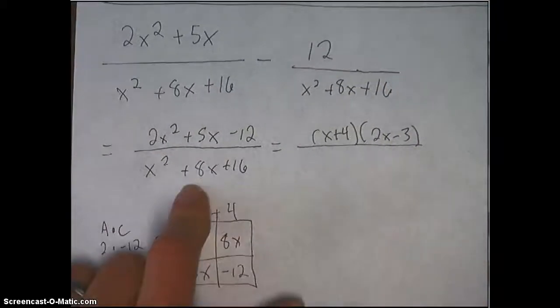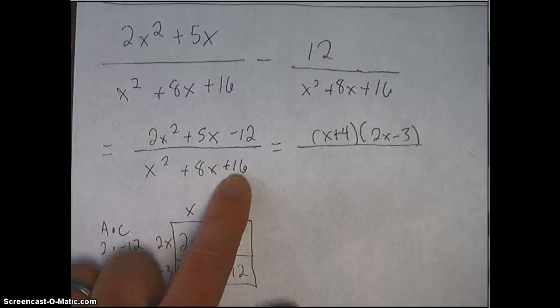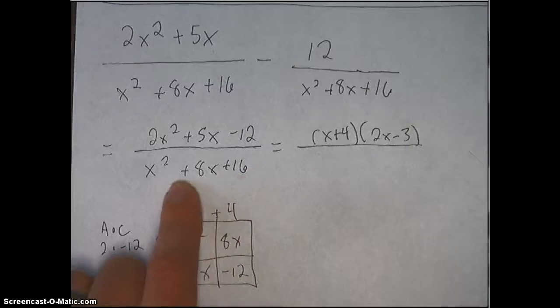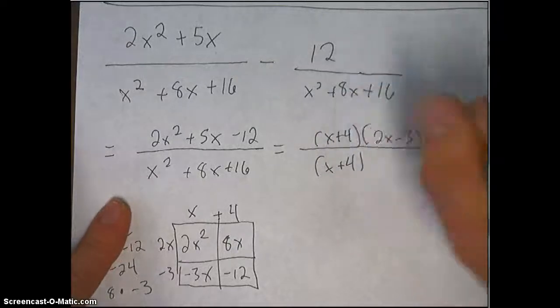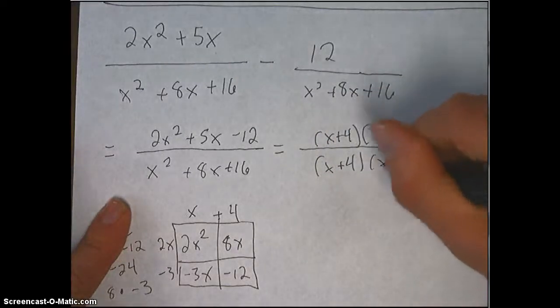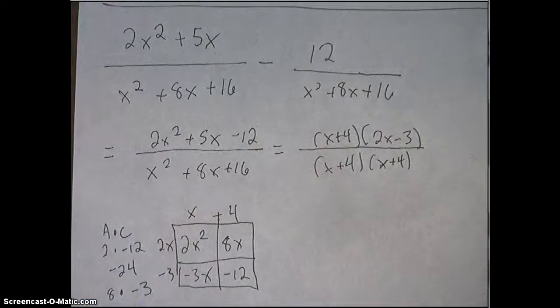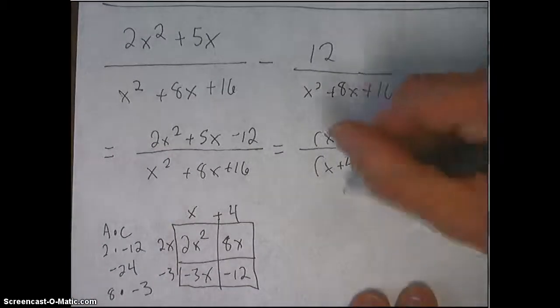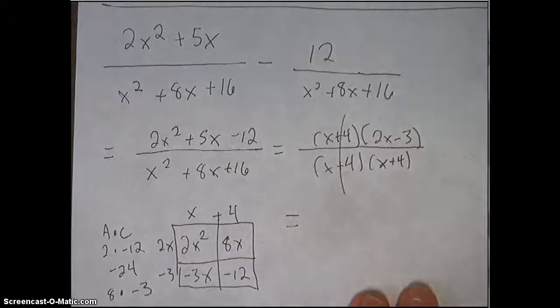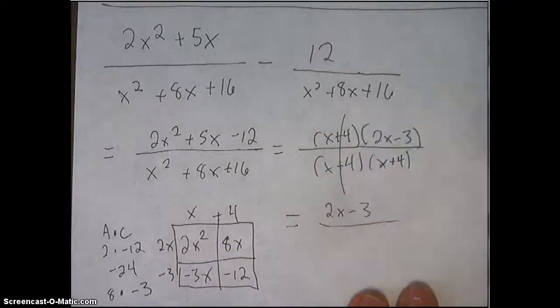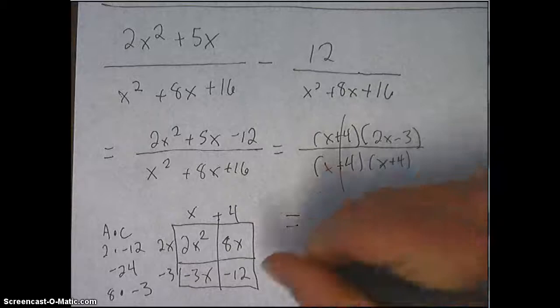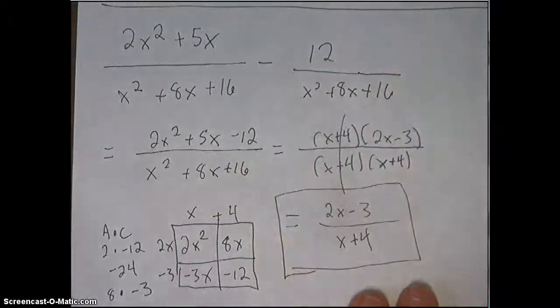Now on the bottom, I'm looking for two numbers that multiply to 16, but also add to 8. Of course, that's just 4 and 4. So this is x plus 4 times x plus 4. Now I can cancel some stuff out here. I can cancel out the x plus 4s, which means that my fully simplified solution here is 2x minus 3 over x plus 4. That's the answer.